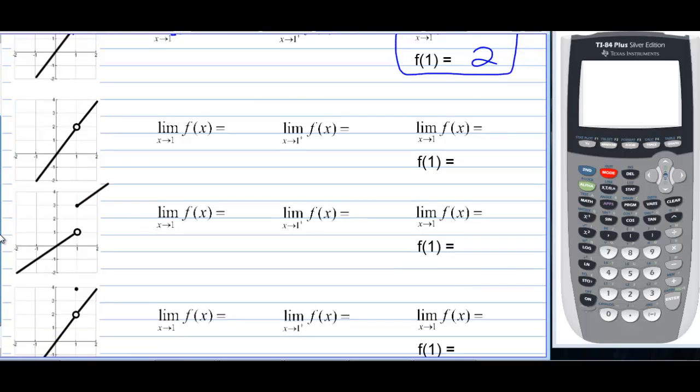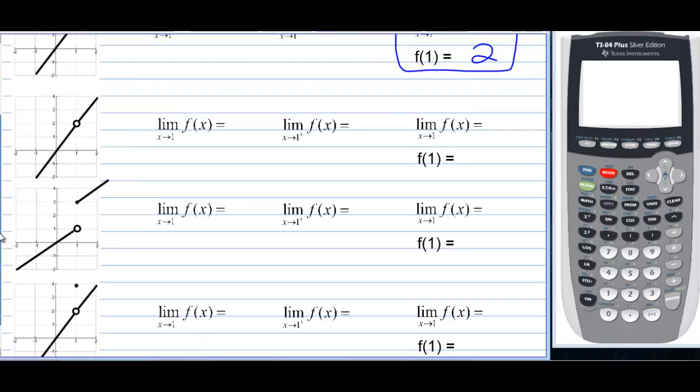The second example, we have a hole in the graph. We have a removable discontinuity, but let's investigate the limits. We have the limit as x approaches 1 from the left. It's approaching 2, but it never gets there. But that's different than a function value. Limit just says, what is it approaching? What is it getting closer to? It's getting closer to 2, the y value. From the right, it's also getting closer to a y value of 2.